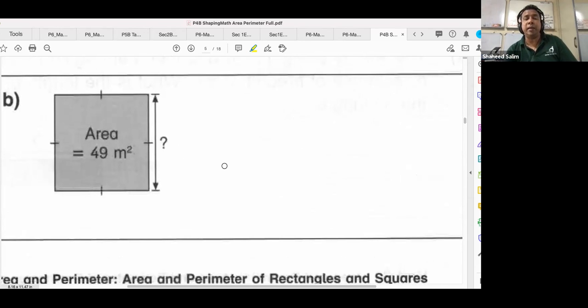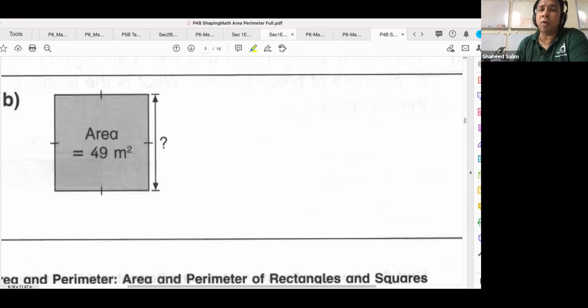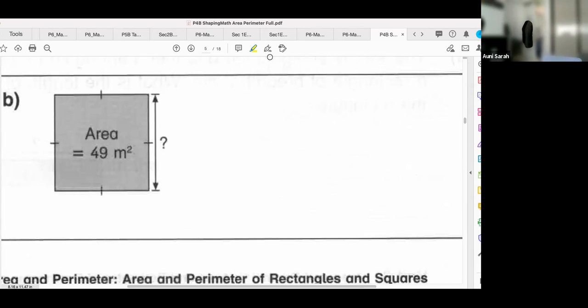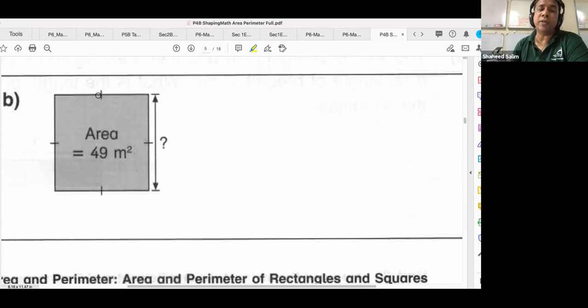The area is 49. What is the length of each side? That means the length of each side is the same.